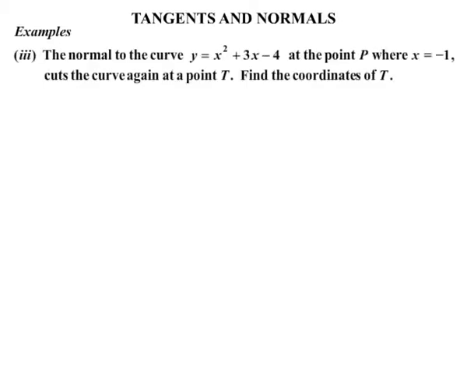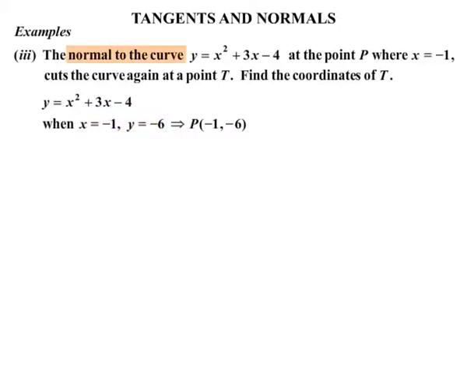Our third example. The normal to the curve y equals x squared plus 3x minus 4 at the point P, where x equals minus 1, cuts the curve again at a point T. And that's what we're asked to find. Find the coordinates of T. Well, you will find that we'll draw a little sketch here at some stage to make it a little bit clearer for us. But let's start by writing down the equation. At the point P where x equals minus 1, so when x equals minus 1, let's substitute that back into the original equation there. That'll give us a y value of minus 6. So in other words, the point of interest, (minus 1, minus 6).